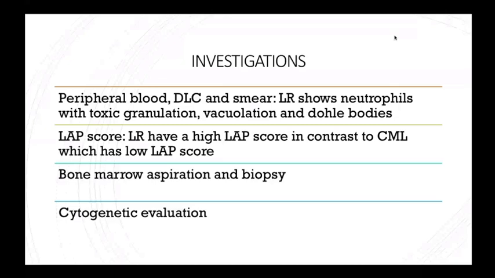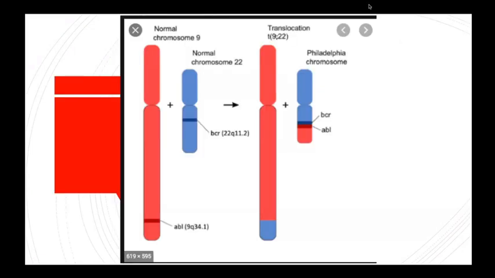So a complete investigation can help us in differentiating between the 3, that is peripheral blood, DLC, smear, and LAP score. LAP score is the leukocyte alkaline phosphatase score that is high in leukemoid reaction, in contrast to CML, which has low LAP score. Bone marrow aspiration and biopsy can differentiate, and further cytogenetic evaluation. So this is a slide showing BCR-ABL translocation, which is characteristic of CML.